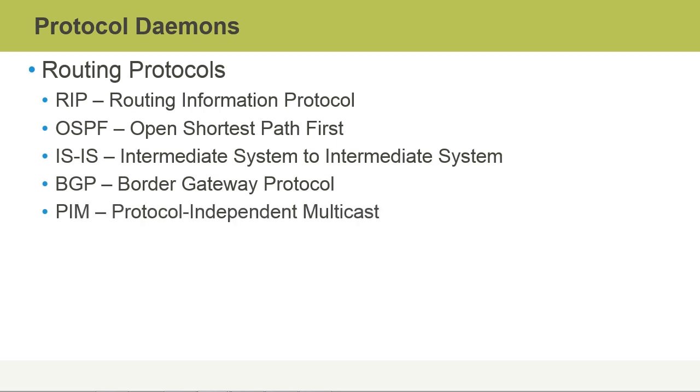Other notable protocols include Protocol Independent Multicast, or PIM, IPv6, and there are other protocols supported as well, but for now, that gives you a good idea of how the routing protocol daemon works. So, in this video, you had a look at the Junos operating system protocol daemons.